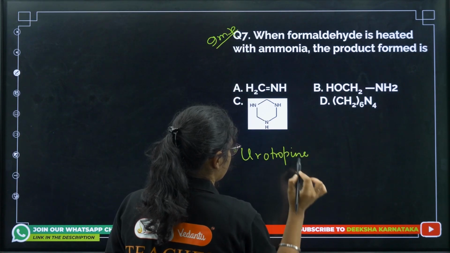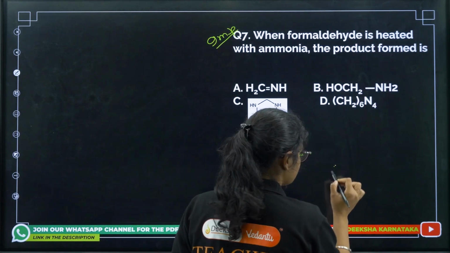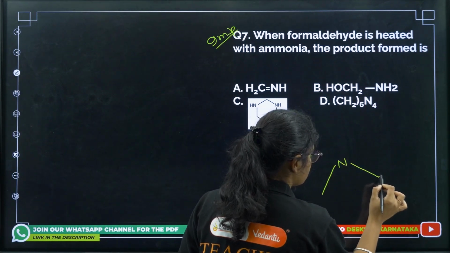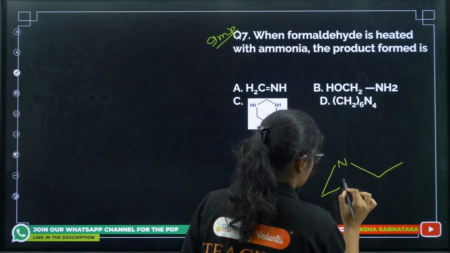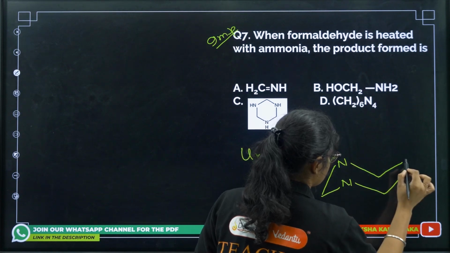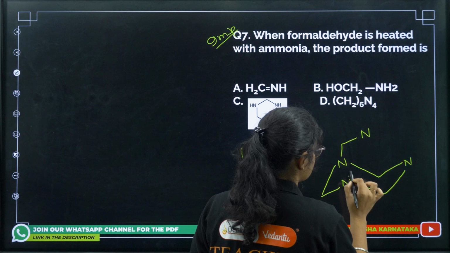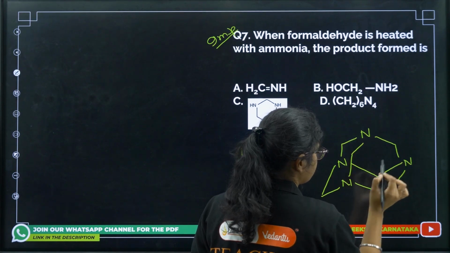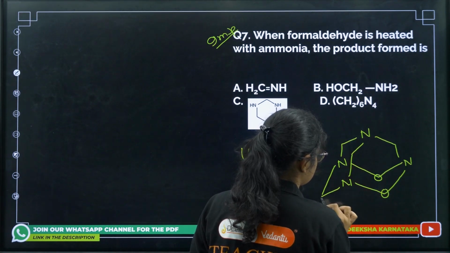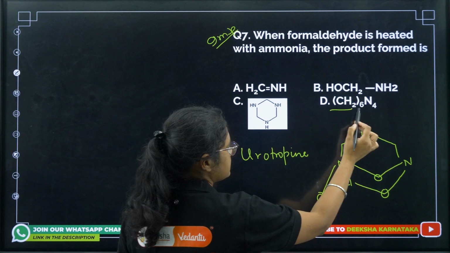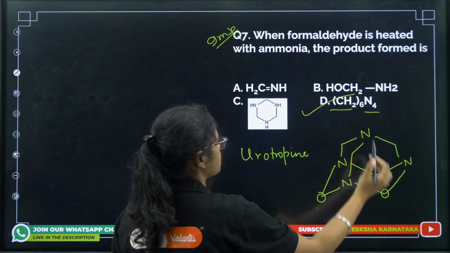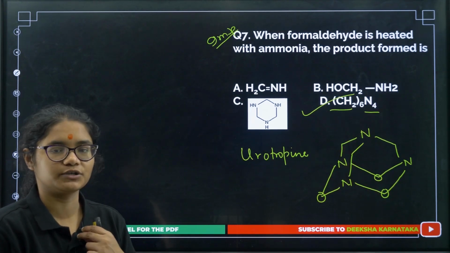Okay, urotropine. And what is the structure of this one? If you draw it like this, this is the structure of urotropine. You have N here, and we connect it with CH2, CH2 and then CH2, and here one CH2, here one CH2, here one CH2. So total 6 CH2 and 4 nitrogen. So the correct answer for this question is option number D.